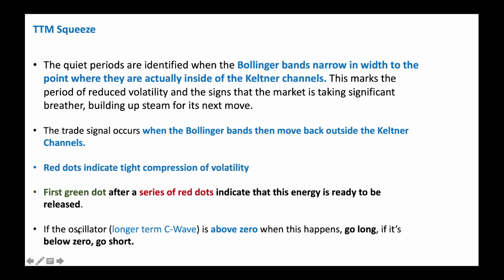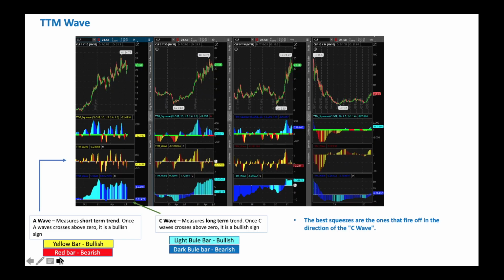So if the oscillator, the long-term C wave, is above zero when this happens, then go long. You see a green dot, the oscillator is above zero, which is the longer-term C wave, you go long. Buy stock, buy call option, call spread. But if it is below zero, then go short, meaning buy put options or sell stock short. So with that, let's jump in and look at how the indicator works.